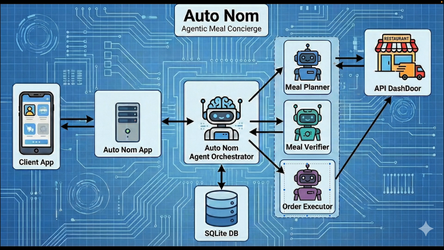For example, Meal Planner can use our mock API that we created for this project called Dashdoor API to get various options based on user selection, based on user preferences, and create a plan. And the order executor also uses the same API to execute the order.